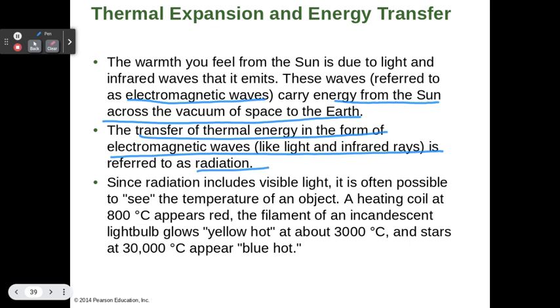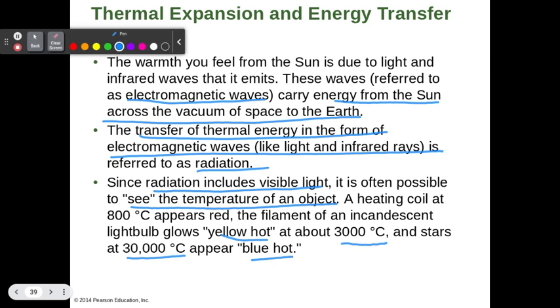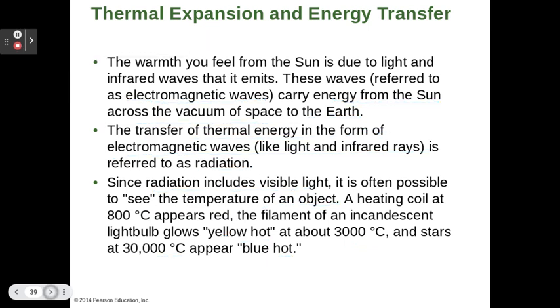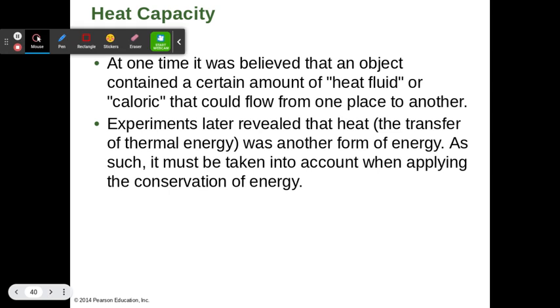Since radiation includes visible light, it is often possible to see the temperature of an object. Like a heating coil turns red. A heating coil at 800 degrees Celsius is red. The filament in an incandescent light bulb is yellow, and that's about 3,000 degrees Celsius. Stars that are 30,000 degrees are sometimes blue. A flame can change colors depending on the intensity of the radiation in that flame. No, actually, the flame analogy is not a good one because that's dependent on the amount of oxygen that's there.